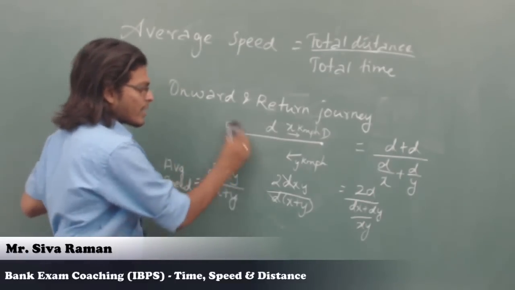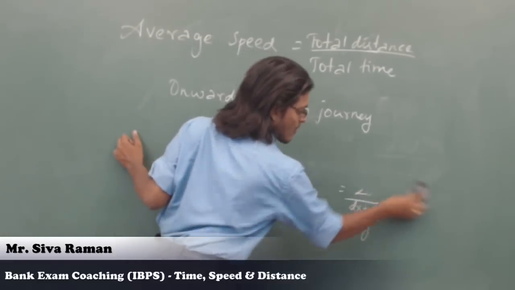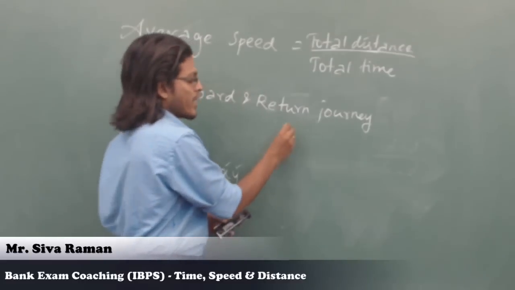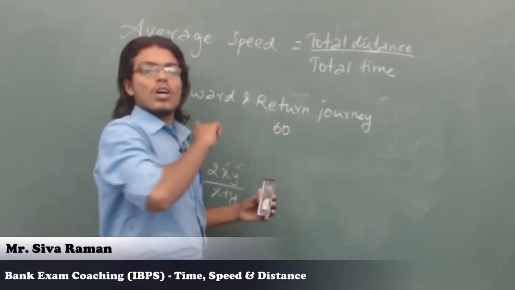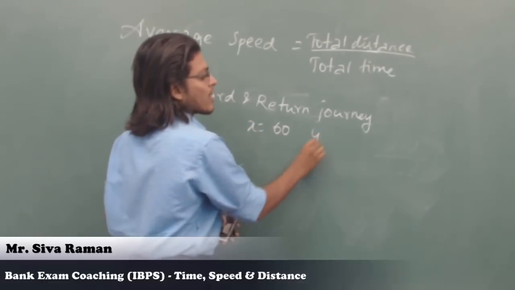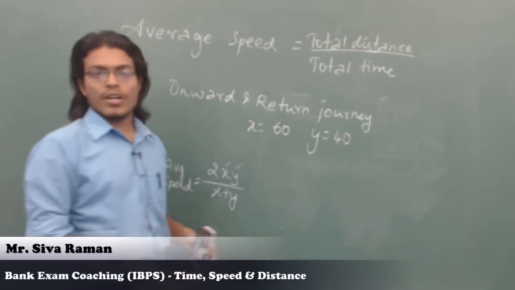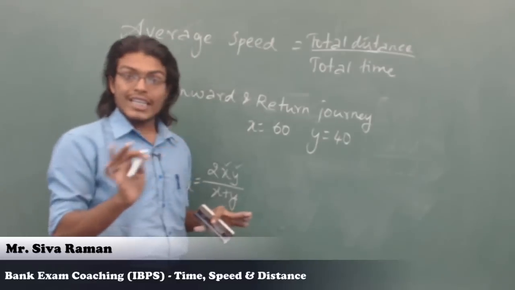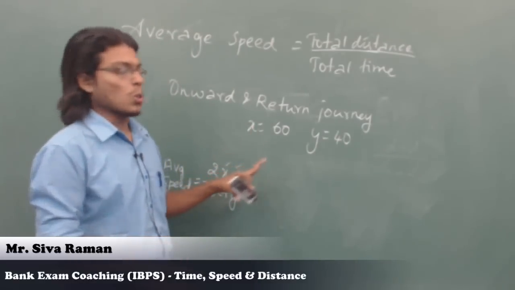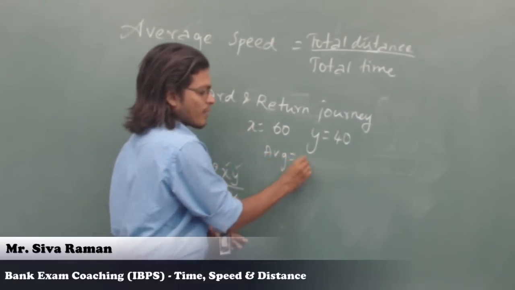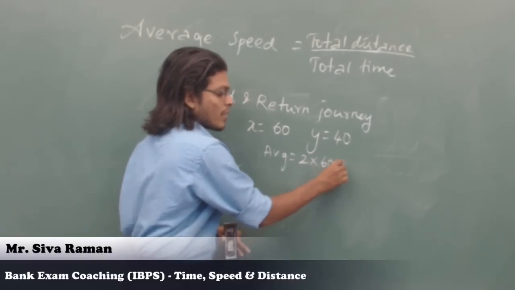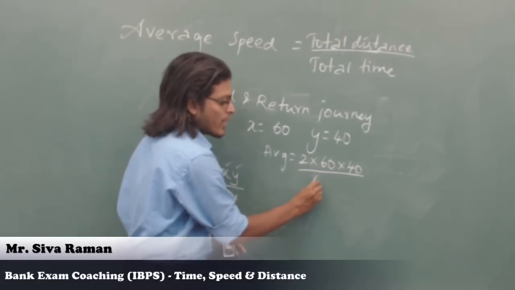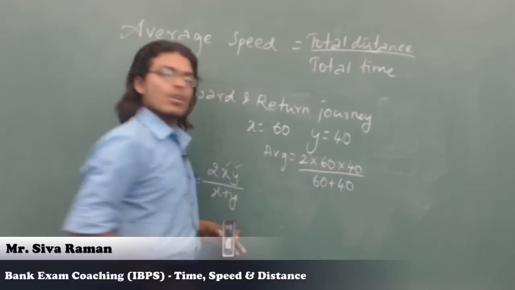So, if we calculate for the numbers 60 and 40, the onward journey speed is 60 and the return journey speed is 40, we will find out what the average speed is going to be. As I already told you, the answer is not 50, (60 plus 40) by 2. It is not so. The average speed is 2xy divided by x plus y.